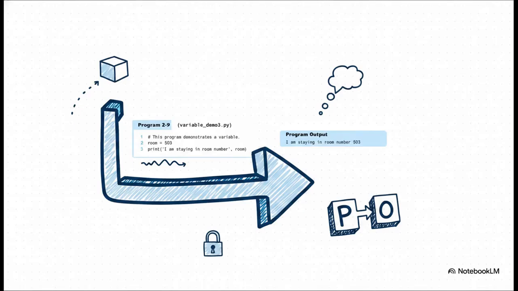Take a look at this. We're assigning the number 503 to the variable room. And once that link is made, it's locked in. Our program can effortlessly recall that exact value right from memory and print it out for us. It says, I am staying in room number 503.